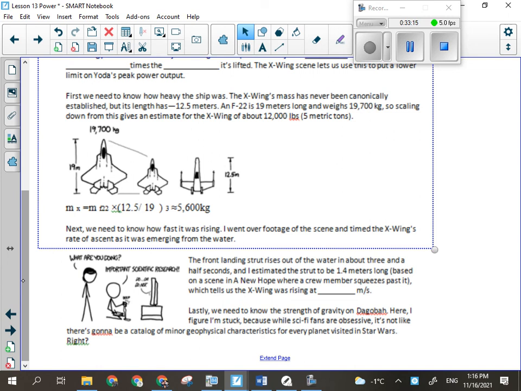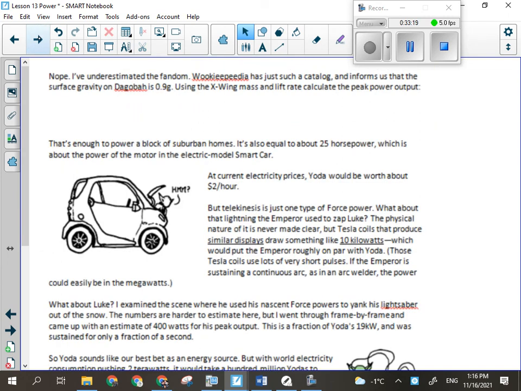How dare he doubt the nerddom? Because there's apparently this thing called Wikipedia. Chewbacca is a Wookiee, so it's like Wikipedia exactly for Star Wars. And it does have such a catalog of the accelerations due to gravity on every planet in the Star Wars universe. Why? I don't know. But we have these kinds of things because they're necessary.